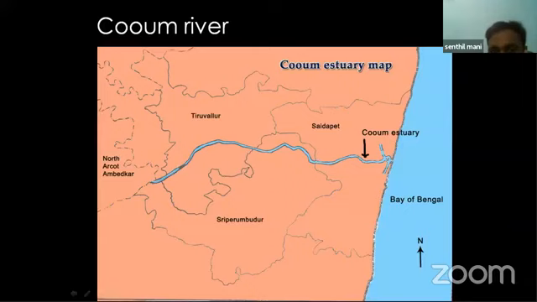Kuvam River. It is the oldest river flowing from Tiruvallur district. It was a major water source earlier. Nowadays, it is almost contaminated. It has been affected by rapid urbanization and lack of solid waste management. The river is made unusable by dumping industrial and domestic waste.